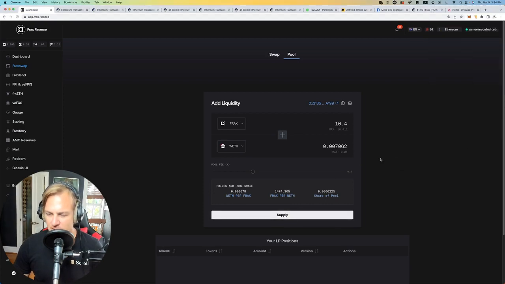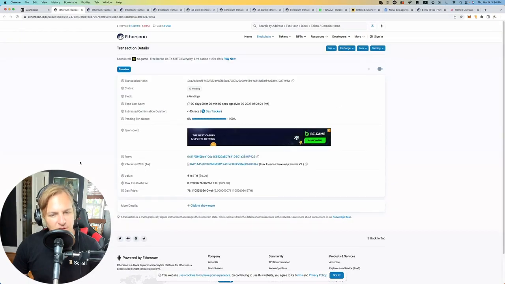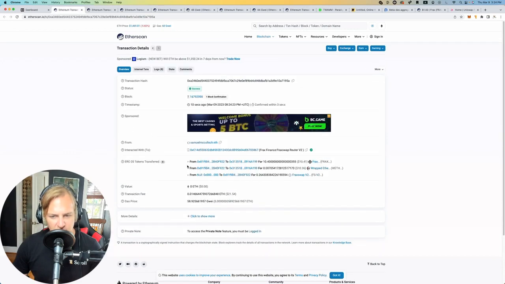Okay, let's add this. I'm going to supply this liquidity. I'm going to watch this last transaction. Going to the router, and then we can take a look at my wallet, and we'll be able to see those tokens in there. Okay, look, so it's done. I sent the Frax and I sent wrapped Ether to the contract, which is this one, the Frax Finance router. And it created this LP token, and it sent me back this LP token.